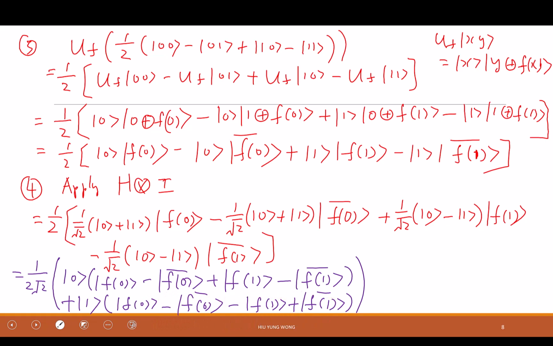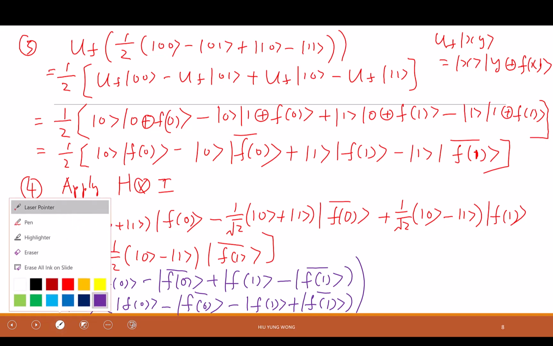Is this okay? Because I have f0, 1 negative f0 bar, 1 negative f1, 1 negative times negative, so positive f1 bar. I just collect the terms. From here, can you draw some conclusion?